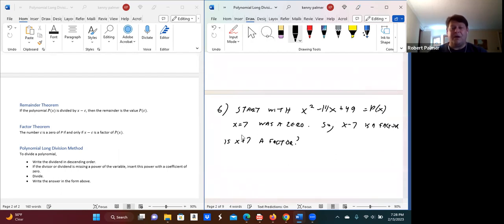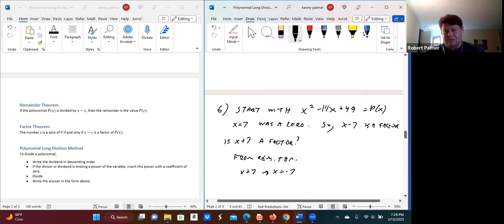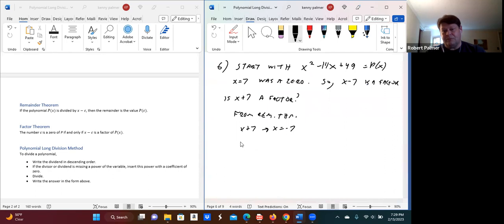Let me ask the question this way: is x plus 7 a factor? Well, how can we find out? From the remainder theorem, we switch our signs, so x plus 7 would give us x equals -7. So we're going to find p of -7. Let's find out what that is.